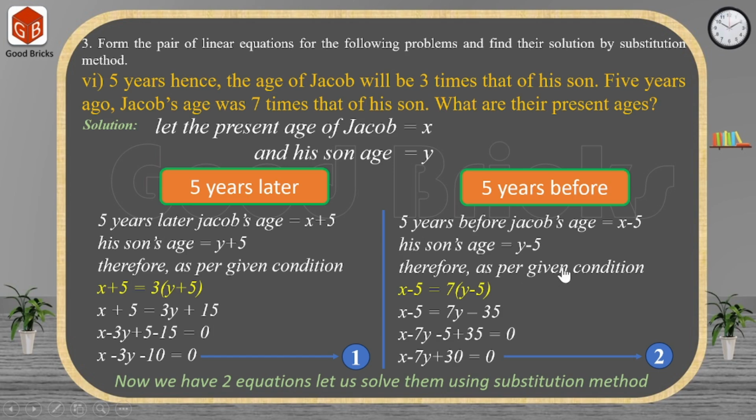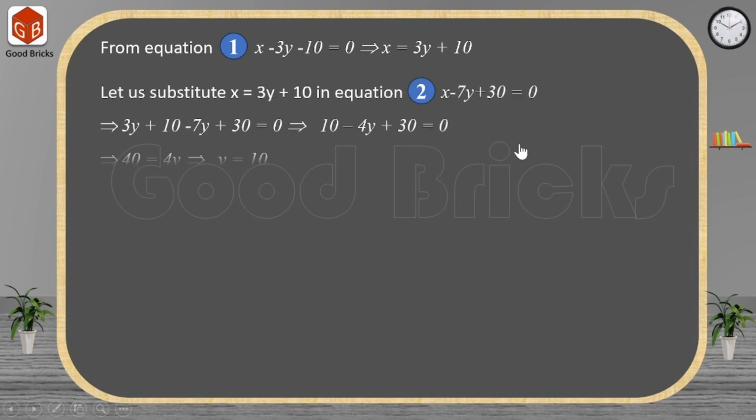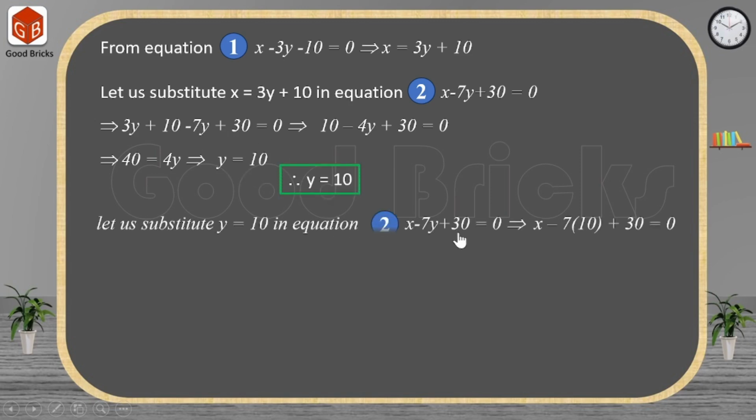So let us solve now using the substitution method. From equation 1 you can get, after transposing 3y and 10 towards the right side, x is equal to 3y plus 10. Now this x we need to substitute in equation 2, so you will get y is equal to 10. We got the y value. Now using this y value, you have to substitute in equation 1. So this is the equation, and after substituting 10 here, you will get x is equal to 40.